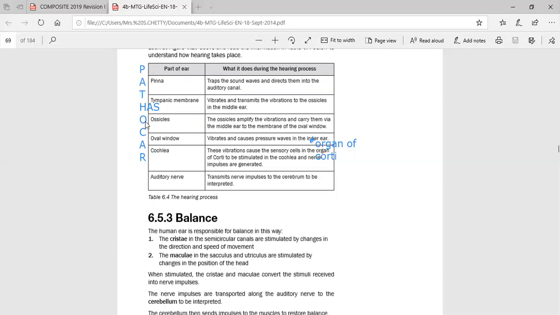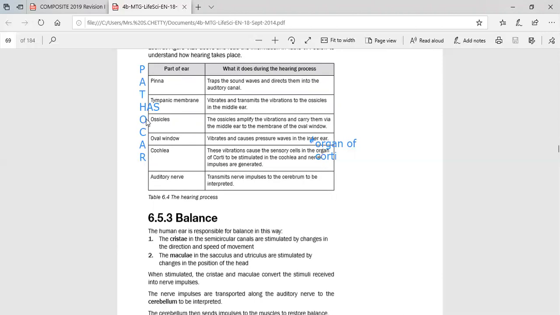Oh, I forgot the oval window here. Isn't it so? So there was supposed to be one more O over here. Let's put that one more O in some way. We have to put one more O because that would be the oval window.